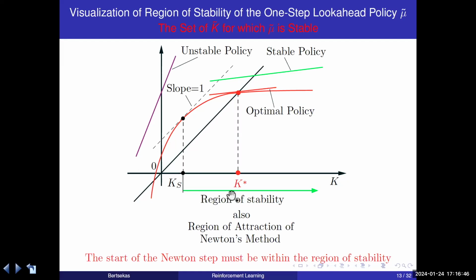So this Newton step interpretation and visualization shows you how instabilities can occur and defines also the region of stability as being to the right of the point where the slope is equal to 1. And for the method to be successful, the start of the Newton step must be within the region of stability. And characterizing the region of stability becomes an issue that's important within the context of linear quadratic problems.